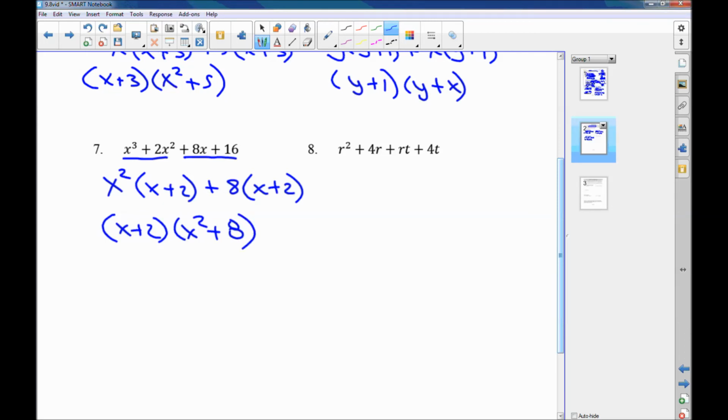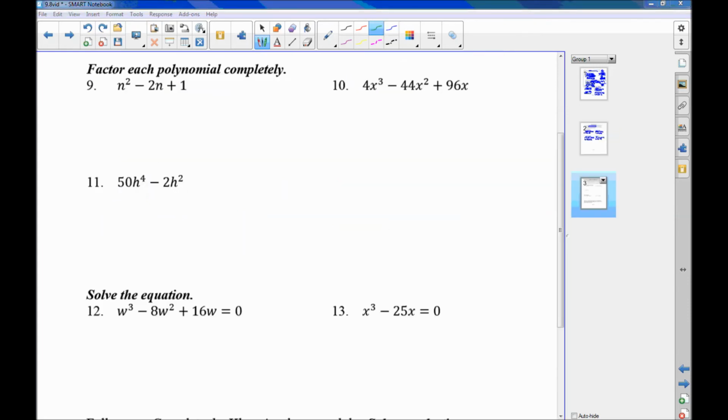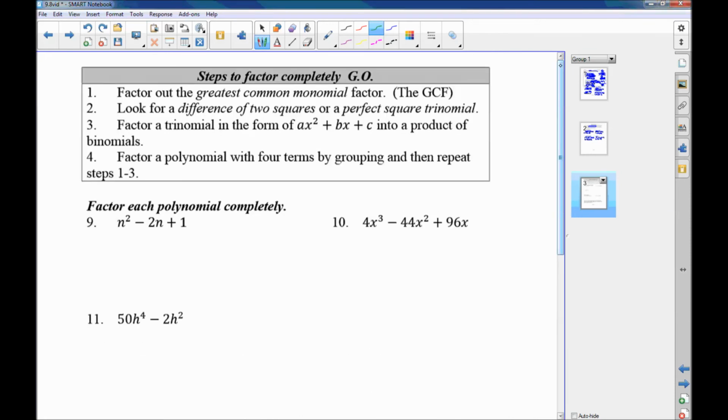All right, number 8, same thing, 4 terms. We'll look at the first two. There's an r that's the same in both, and it leaves behind r plus 4. And in the second two, there's a t that's the same in both, and it leaves behind r plus 4. So r plus 4 is the common binomial in both of these terms, and r plus t is what is left over after I factor out that common binomial. Okay, on our last page here, we have a little rule up top.